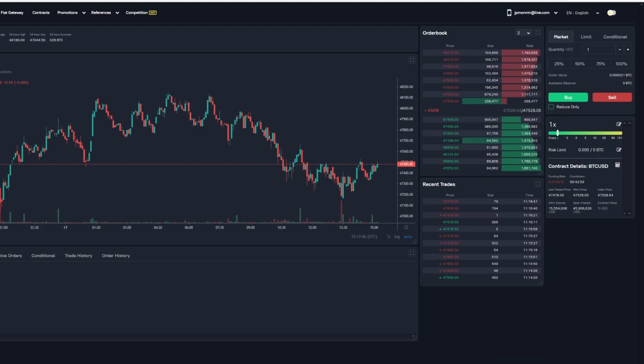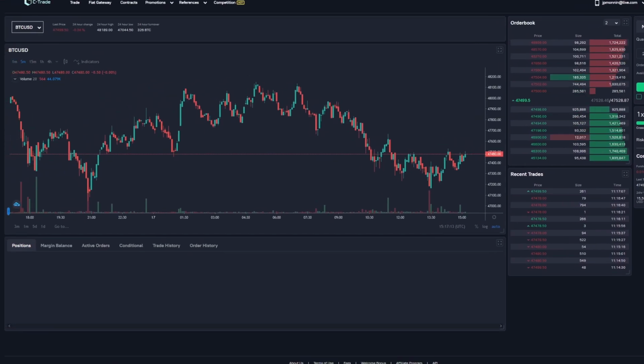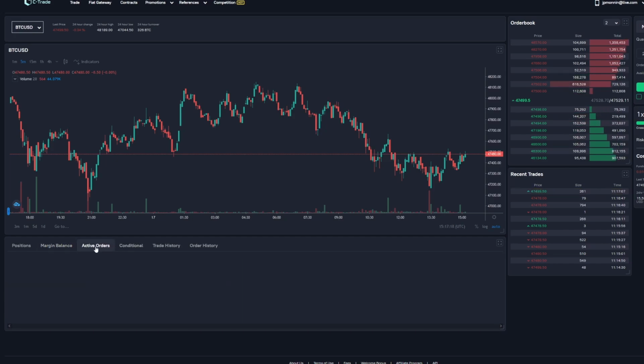And then also, this is nice. A lot of exchanges have it, but C-Trade is not one to skip out on any details or features. So you can see this right here. You can actually see all of the history. So you have positions, margin balance, active orders, conditional, trade history, and order history, all available to you.